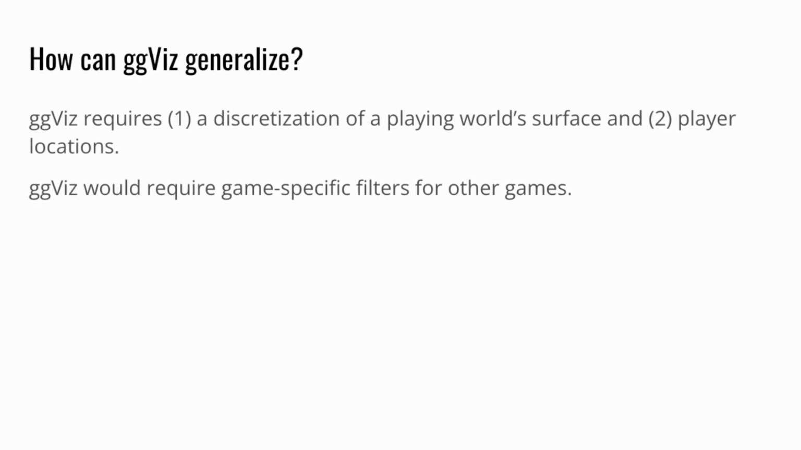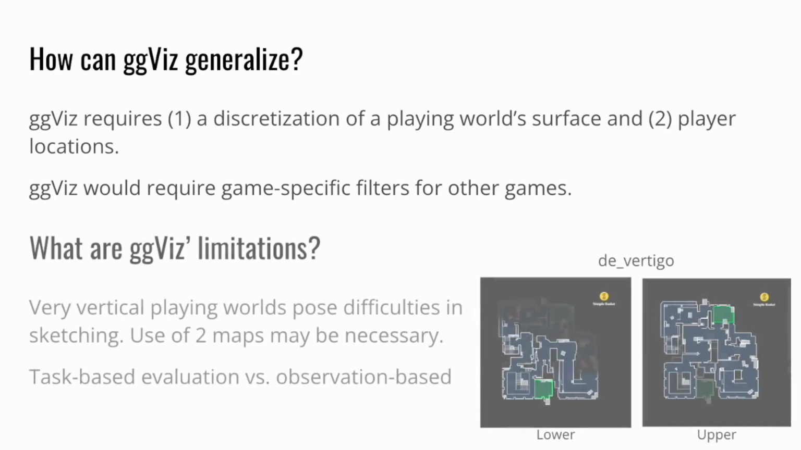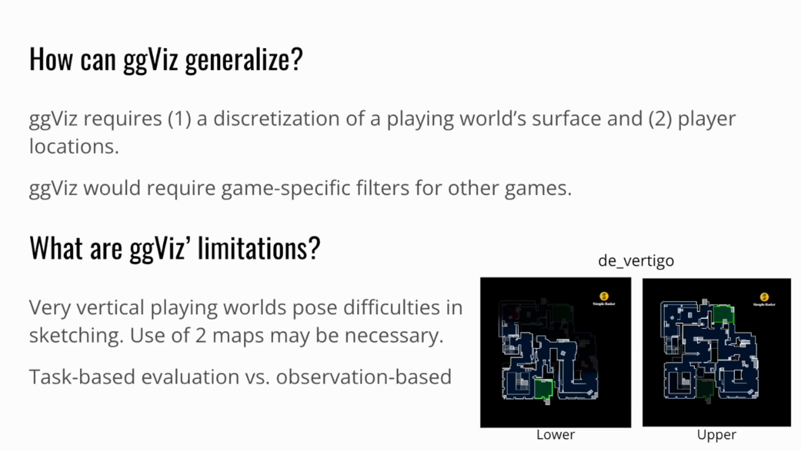ggViz is mostly limited by the lack of spatiotemporal data in games. It only requires a discretization of a playing surface, so, in theory, it could be extended to most esports, or even conventional sports. Extending ggViz to other games would require some bespoke filters depending on the game, but this is fairly surmountable. ggViz also has some limitations when it comes to sketching game states in very vertical playing worlds. One way to get around this is by having various slices of a map, like in the example we see to the right. Finally, we evaluated ggViz using an observation-based design.